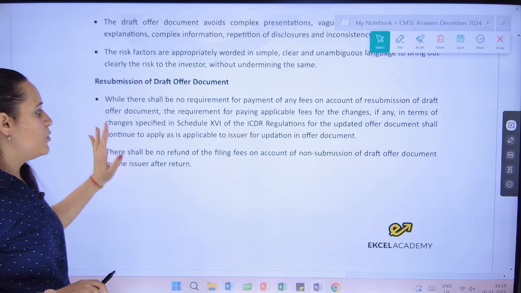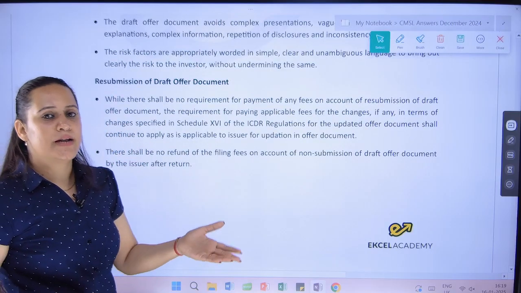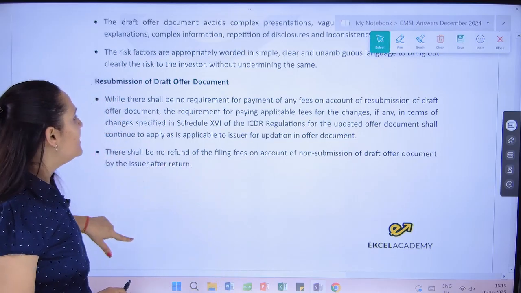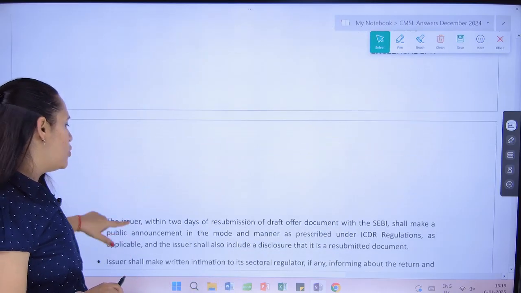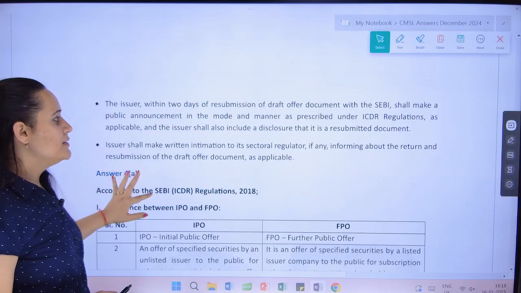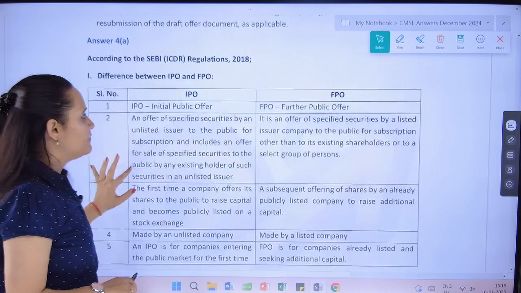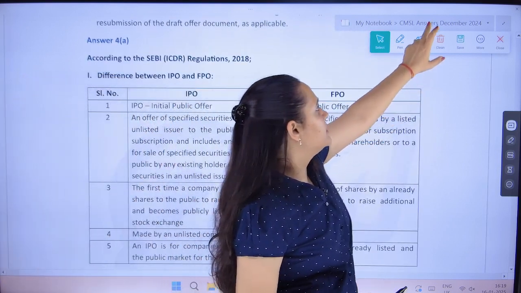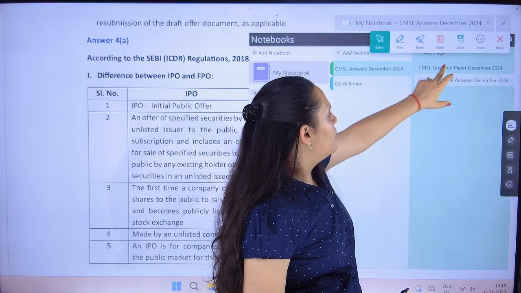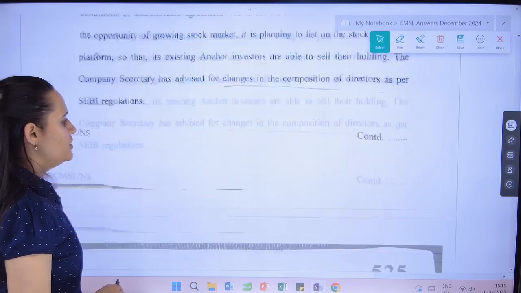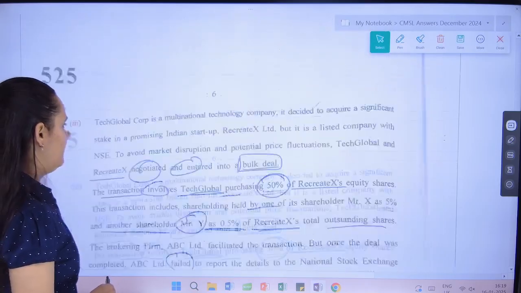For both these, provisions have been provided. When you are resubmitting, again the fees is not required to be submitted. It is only resubmission, so new fees is not going to be required. Timeline is there. Within the timelines, you should provide the necessary documents. So, that is all about resubmission of offer document and return of offer document. Let us move to the next question, that is question 4A.